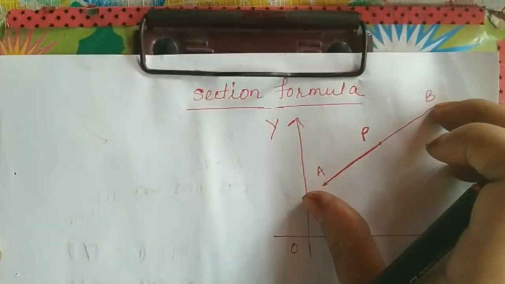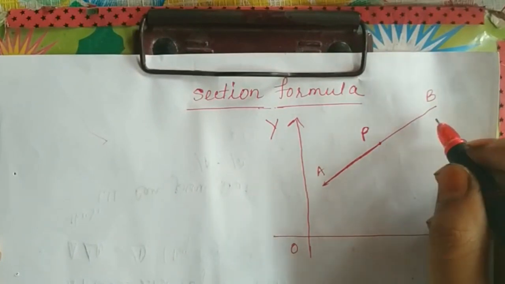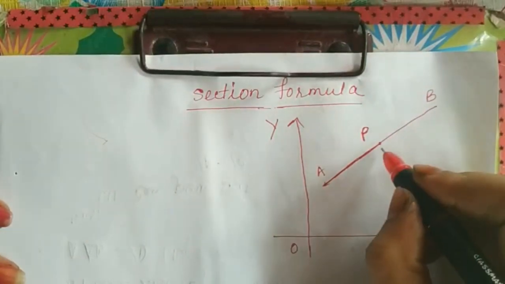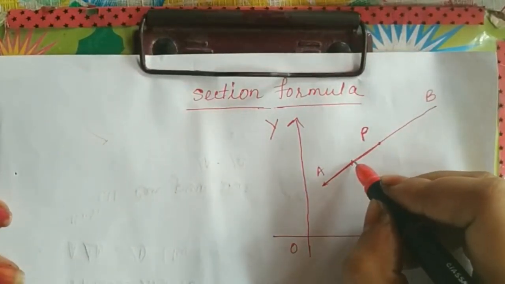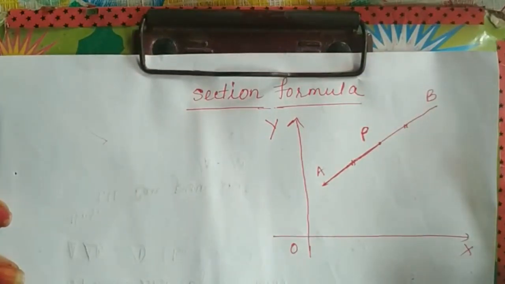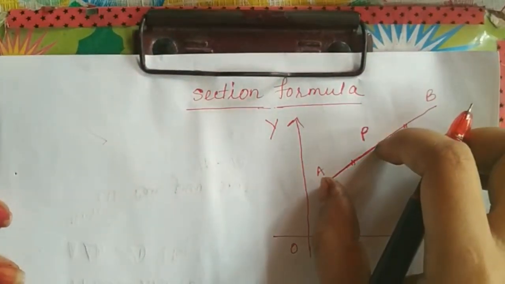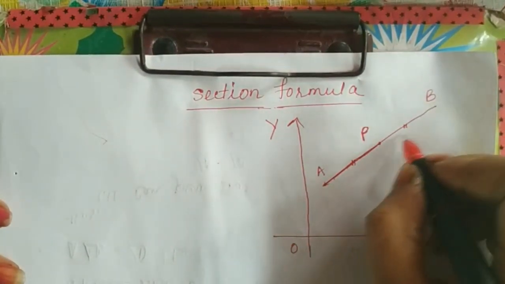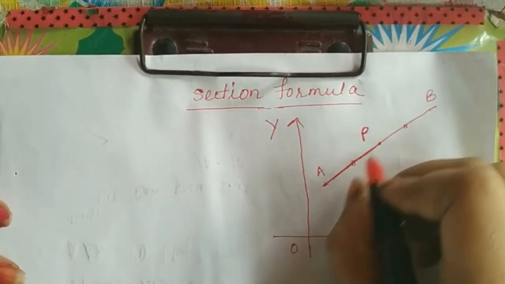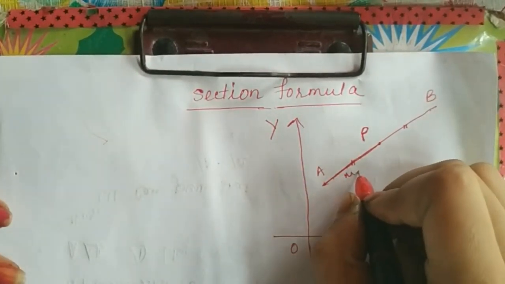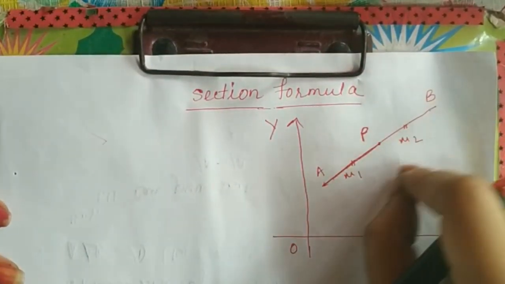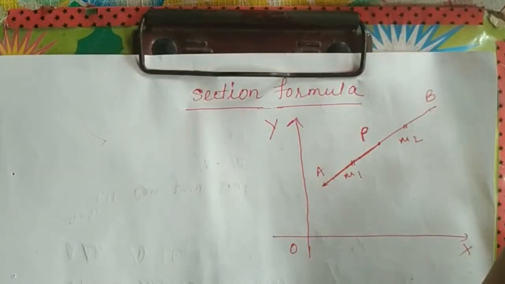And let's start today's video. In section formula, a line can be divided into several sections. Suppose AB is a line where P divides AB into two sections, AP is one and PB is the other. Here we don't know the value of AP and PB. Suppose P divides AB in the ratio M1 and M2. That means AP is M1 and PB is M2.